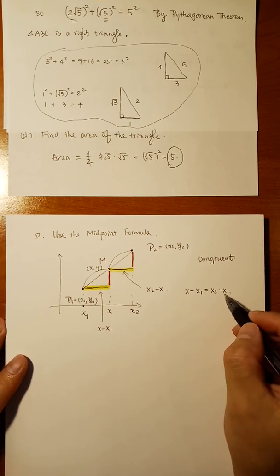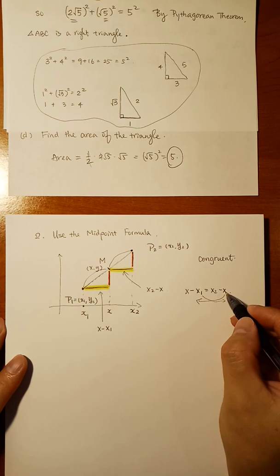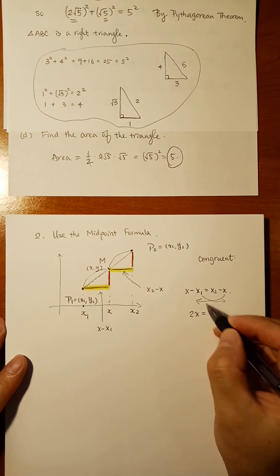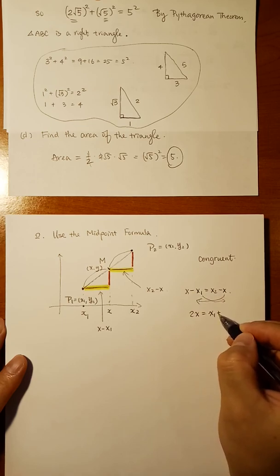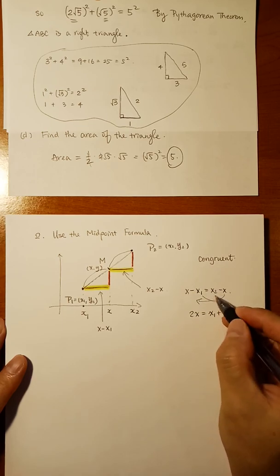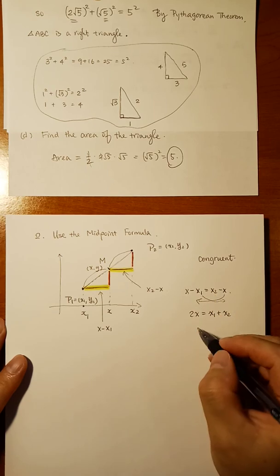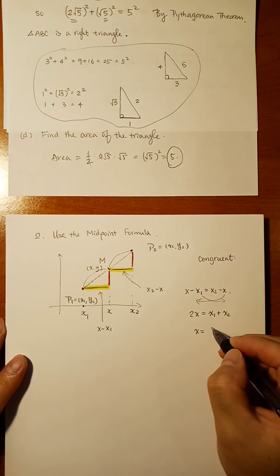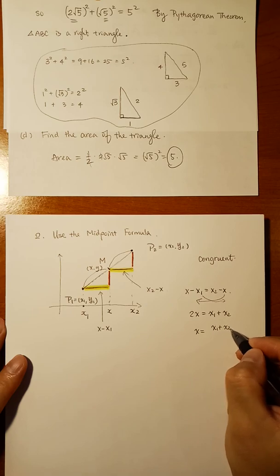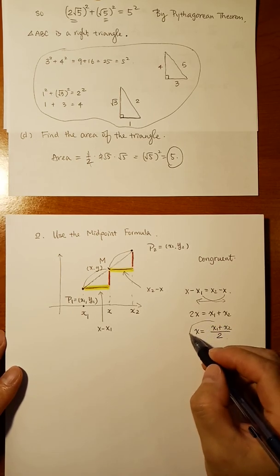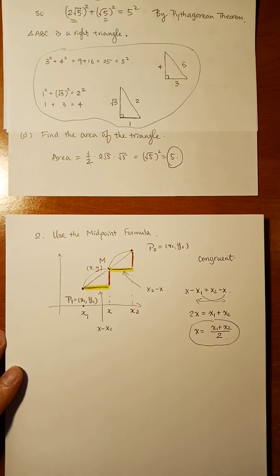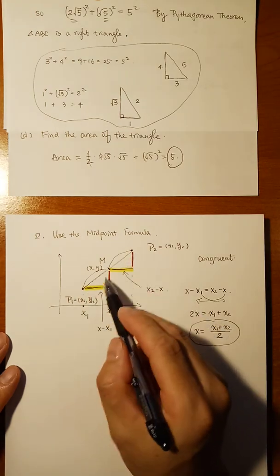Now let's solve them. We move x to the left side and x1 to the right side. x plus this x is 2x. And this x1 moves to the right side. Here it's minus, it becomes plus x2. x2 is already in the left-hand side. You just add them. And then x is x1 plus x2 over 2. So this is a relation among the x coordinates of the two endpoints and the midpoint.